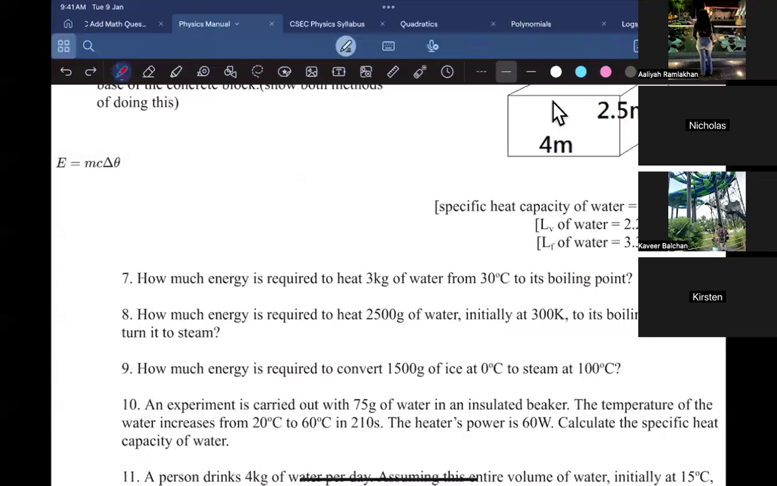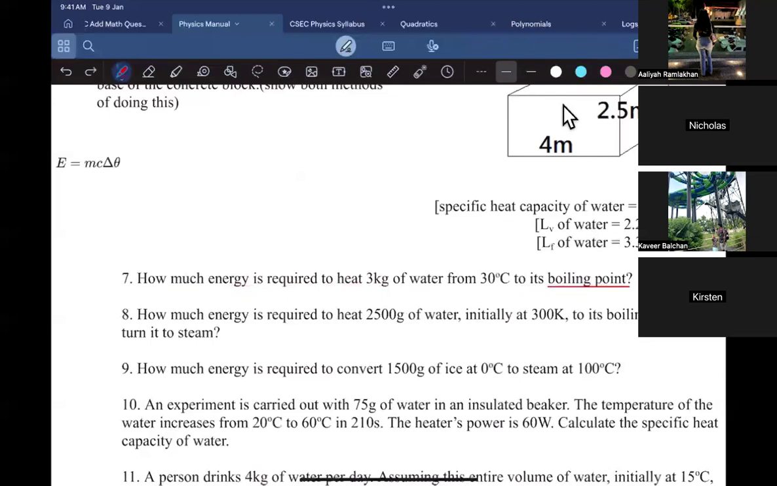So I want you to read question 7. How much energy is required to heat 3 kg of water from 30 degrees Celsius to its boiling point? All right. So is there a change in state over here? No. Did they say it turned to steam? No, they just say we're heating it up to the boiling point. What is the boiling point of water?